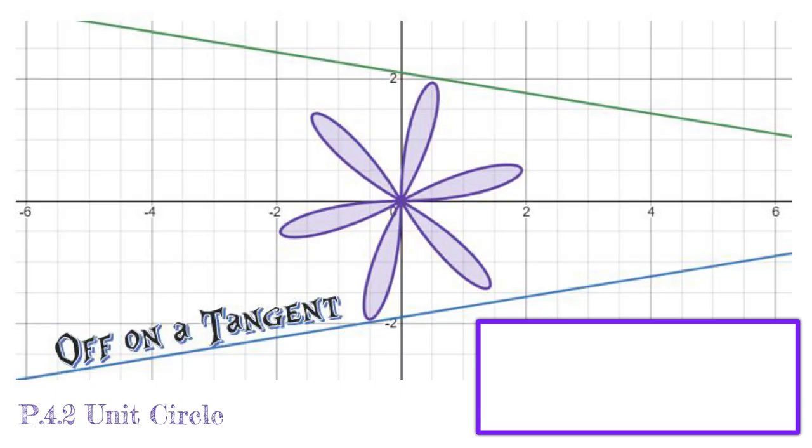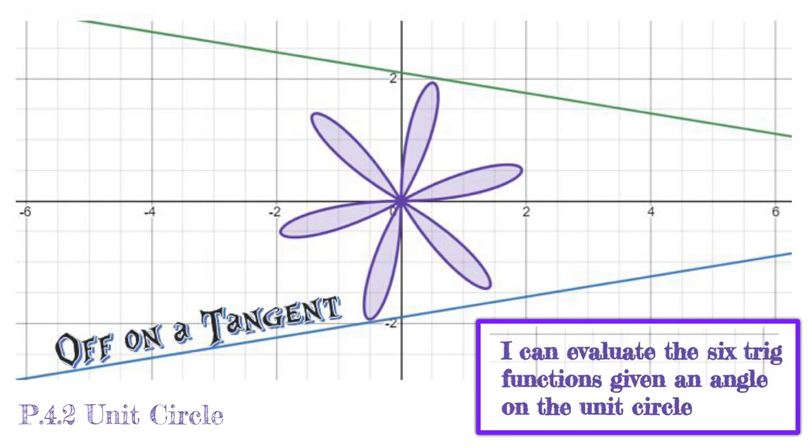All right, let's recap what we covered in this video. Our goal in this video was that we would review and be able to evaluate the 6 trig functions given an angle on the unit circle. So we were able to review sine, cosine, tangent, and using those to find secant, cosecant, and cotangent.